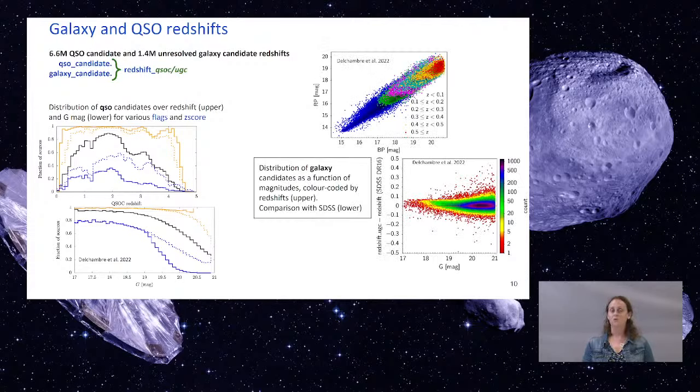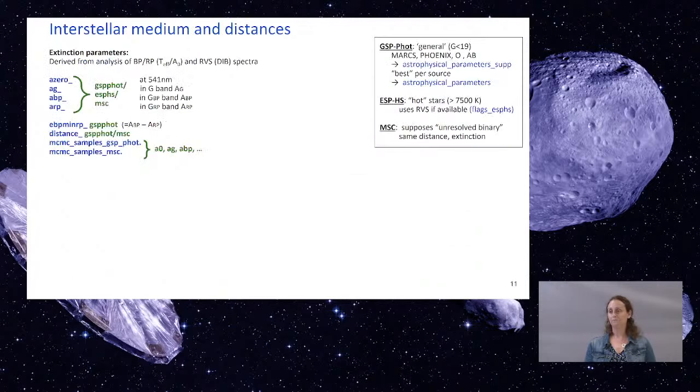In the top panel, I'm showing the magnitude distribution of the redshifts of the unresolved galaxies, which go from 0 to 0.6. And then in the bottom panel, I'm showing a comparison of the redshifts derived from UGC directly with those from the SDSS DR16 catalog, showing quite a good agreement.